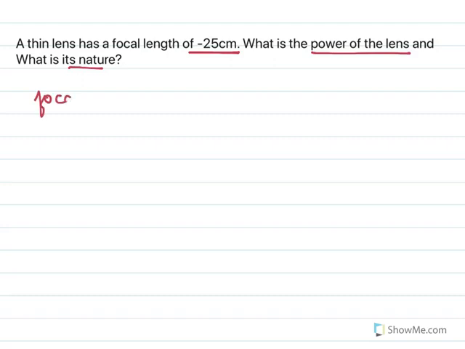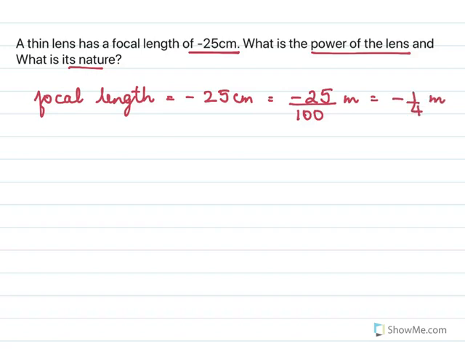So focal length equal to minus 25 centimeters. For power, we need to work in meters. So 25 over 100 meter, which is minus 1 by 4 meter.